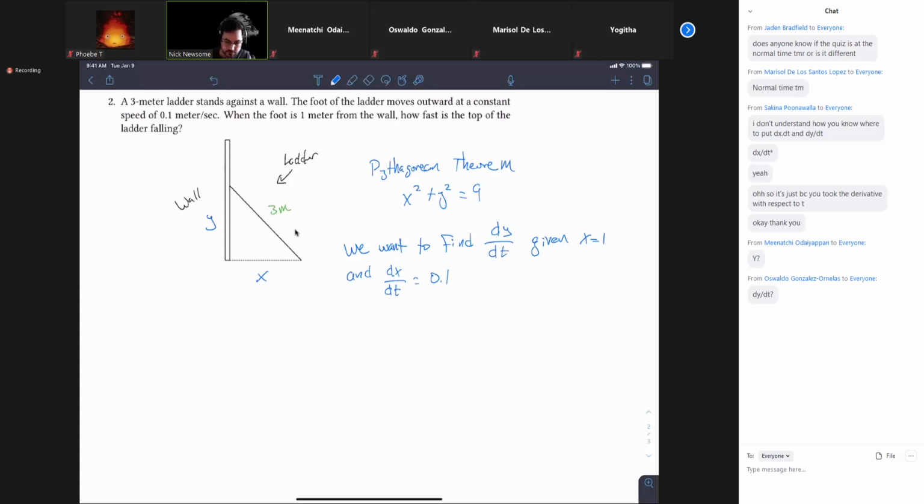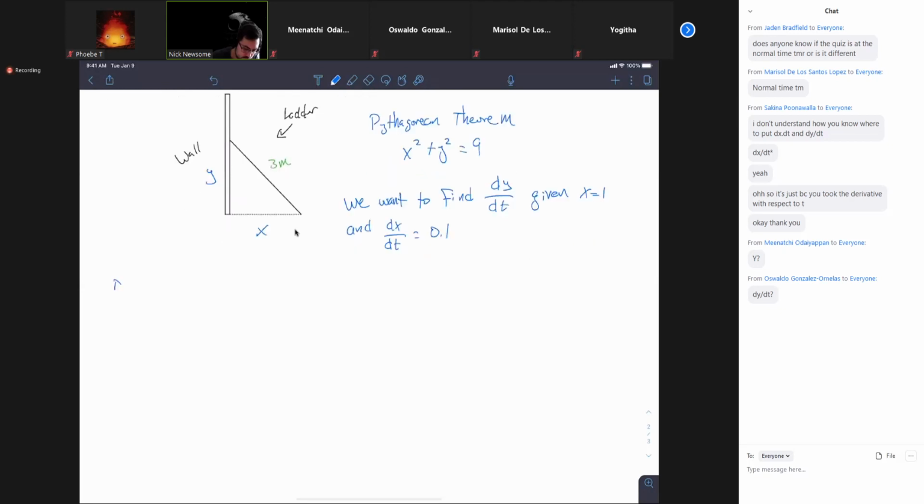Now I can differentiate. And we're in business. We've got a couple of power rules. So we'll have 2x, but since I took the derivative of x with respect to t, that dx dt shows up. And same for the y. I get a 2y from the power rule, but I took a derivative of y with respect to t, so a dy dt shows up.